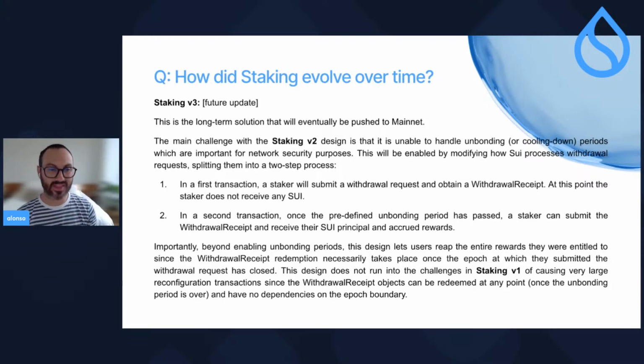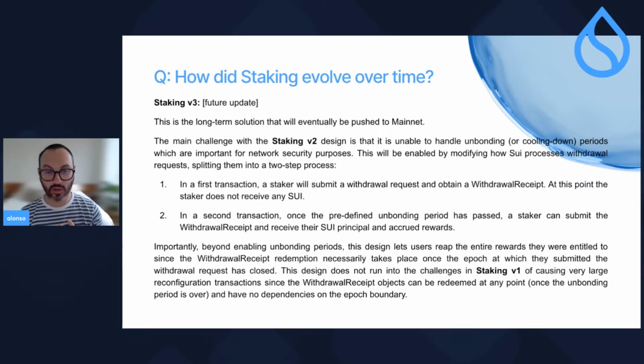So one thing that's on the roadmap but hasn't been implemented yet is something called Staking V3, which will be a combination of what we had in Staking V1, but also with some of the indirect accounting that we have in Staking V2. In particular, when a user wants to unstake Sui tokens, they will submit a withdrawal request. They will not be able to obtain immediate liquidity, but instead they will obtain a withdrawal receipt. And once the current epoch ends, they will be able to redeem that withdrawal receipt for the Sui principal and accrued rewards. This has the best of both worlds because it has very clean accounting.